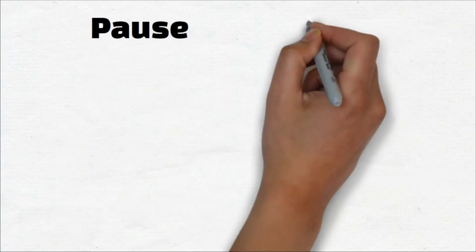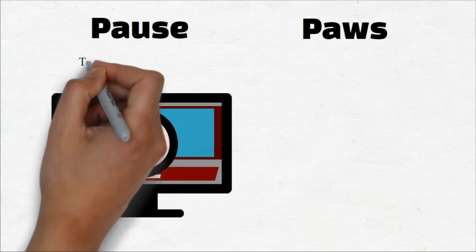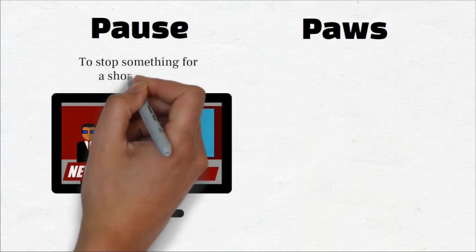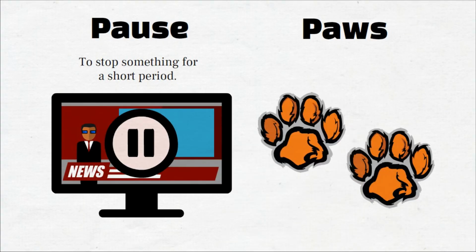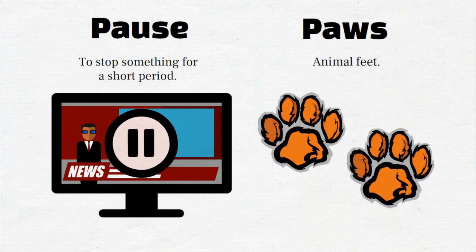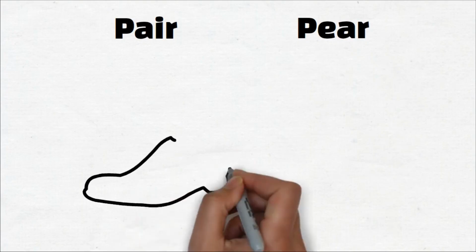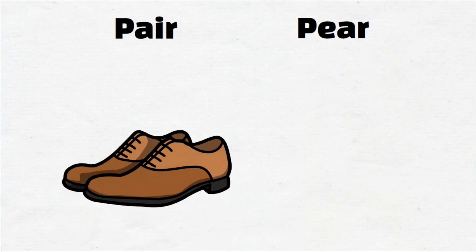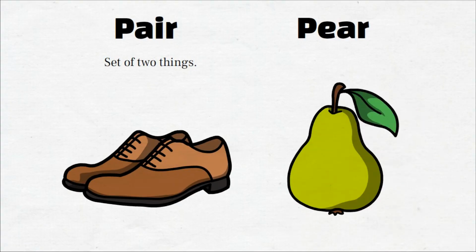Pause. The first means to stop something for a short period. And the second describes animal feet. Pair. The first is a set of two things. The second is a fruit.